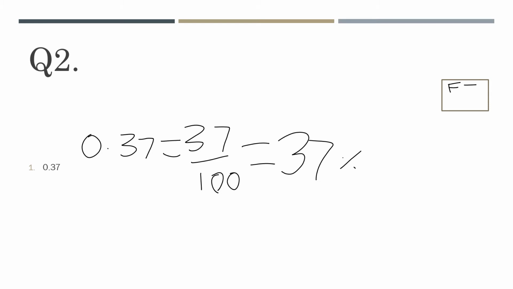So the fraction equals 37 by 100, and the percentage equals 37%.